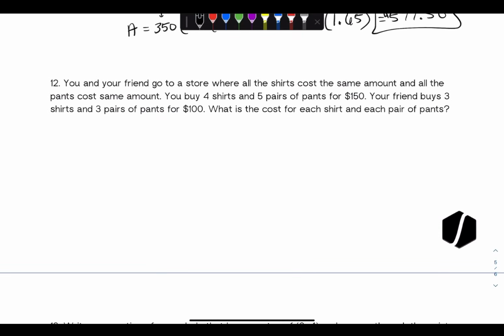Number 12. You and your friend go to a store where all the shirts cost the same amount and all the pants cost the same amount. Okay, so you buy 4 shirts, 5 pairs of pants for $150. So let's write an equation for you. If X is the number of shirts and Y is the number of pants, we would have 4X plus 5Y, and we spent $150.